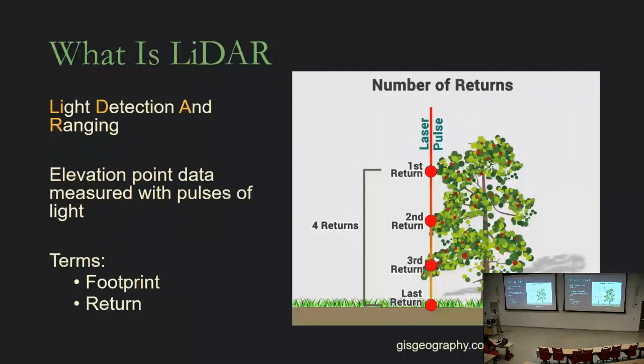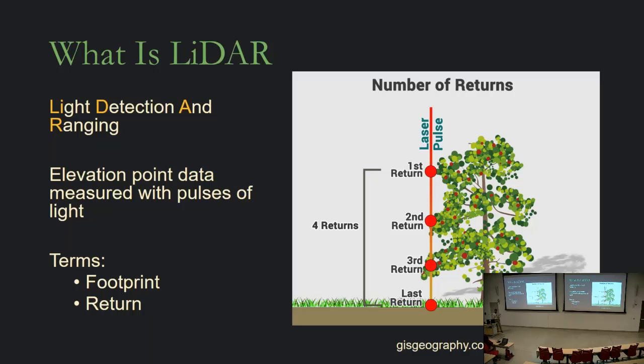So moving on to talking about the LiDAR. First off, what is LiDAR? It stands for light detection and ranging. It is a remote sensing method that uses pulses of light to measure distance to the Earth. In this case, the LiDAR sensor was on an airplane that flew low over the riparian forest. And the result is this really dense elevation point data.